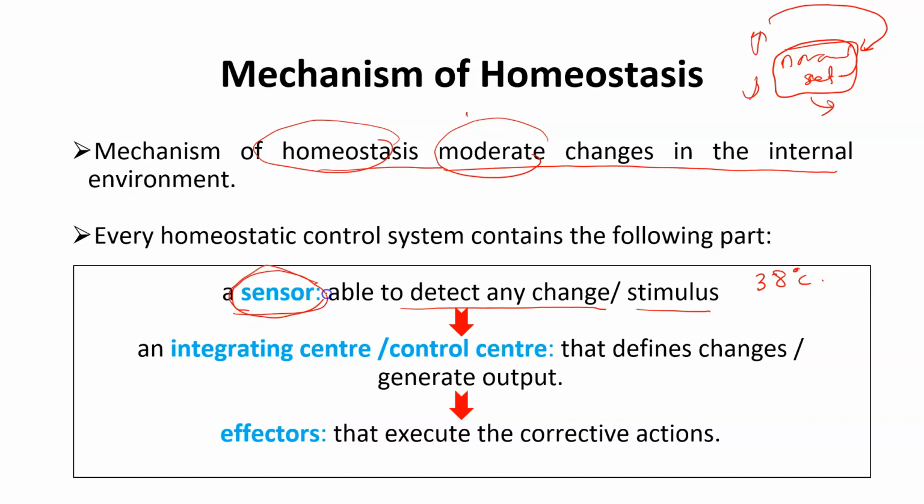So that sensor will send the information through electrical impulse through the neurons until it reaches the control center, the integrating center, which is the brain. Okay, so the brain that defines the changes and generate output. Okay, so information tu akan dihantar ke brain untuk brain tu analyze. Okay, what is happening, what is the corrective mechanism to be carried out. Okay, and then that information is sent to the effector through either hormones or impulse that execute the corrective action.